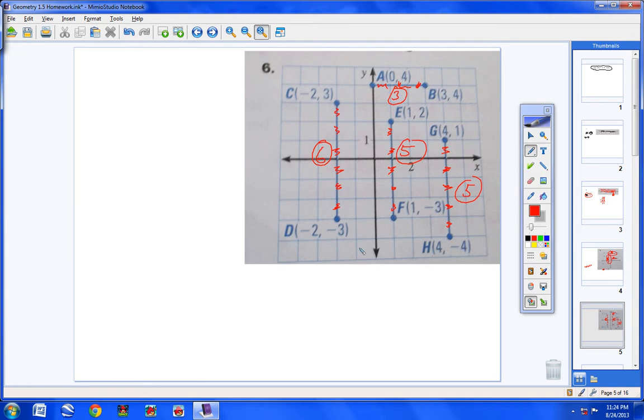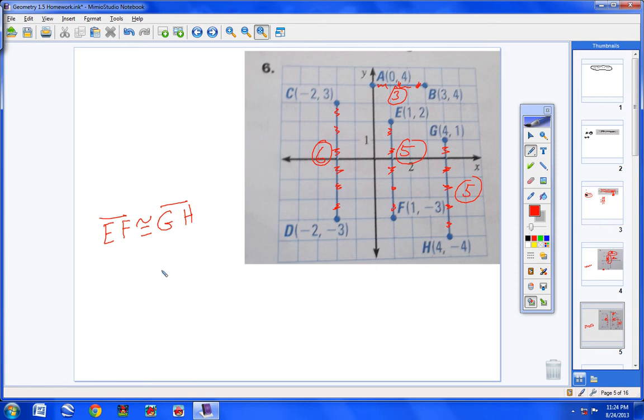So the only two segments that I see are congruent would be EF, which has a length of 5, and GH, which has a length of 5. So I would simply state segment EF is congruent to segment GH, putting a segment sign above it. All right? That's numbers 3 through 6.